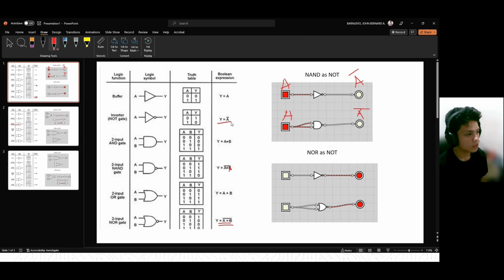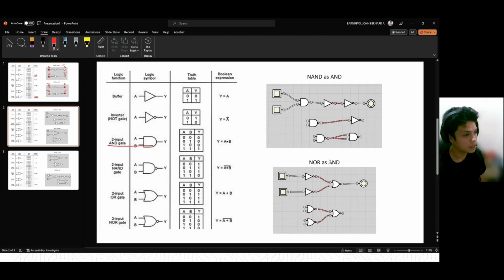tsaka ng inverter. Inverter, tama. So, dito sa inverter, again, kung A complement, A naman ang output. So, dito naman, ganun din, since same lang ang input. So, kung A complement, A ang output. So, dito nyo pala makikita na yung relationship ng NAND as NOT tsaka NOR as NOT.